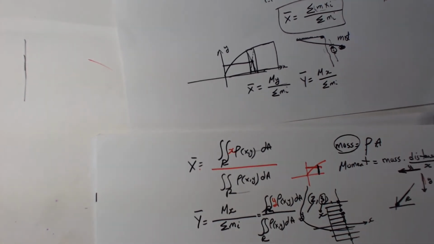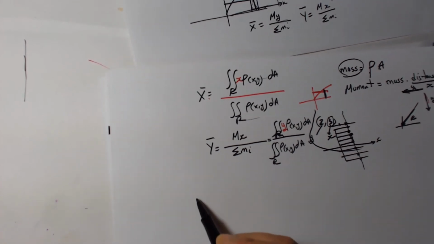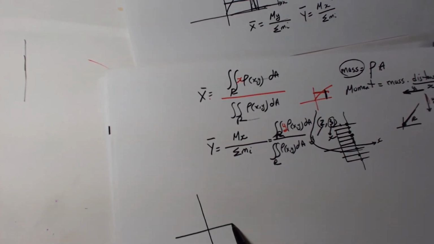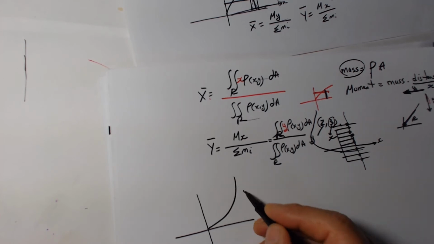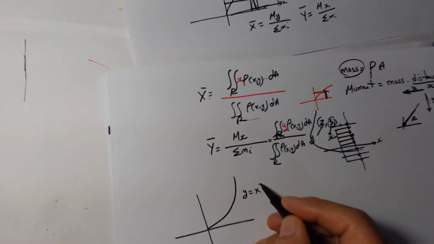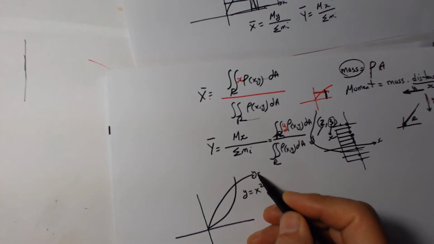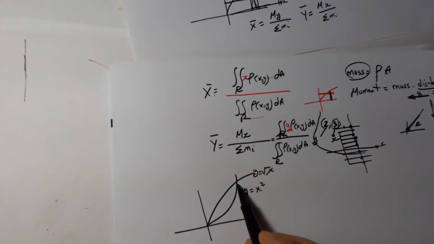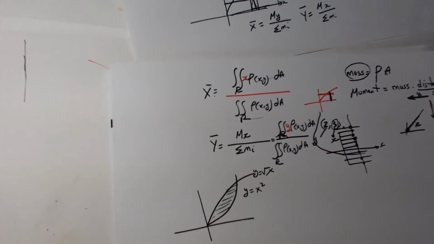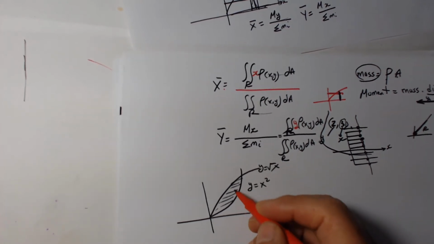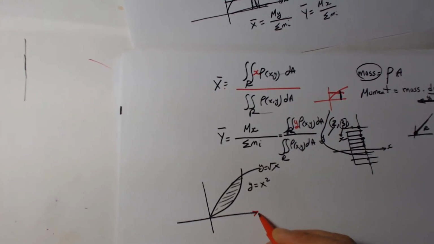Okay, let's solve a problem. I'm going to give you that region. This is your region. Y equal to x squared, and in here is y equal to the square root of x. And I'm going to give you that region, but I'm going to say that region does not have a uniform density.